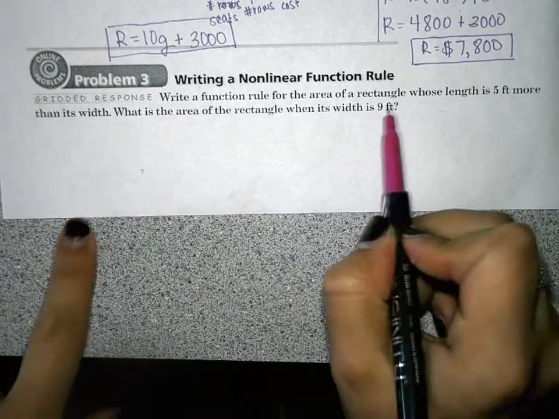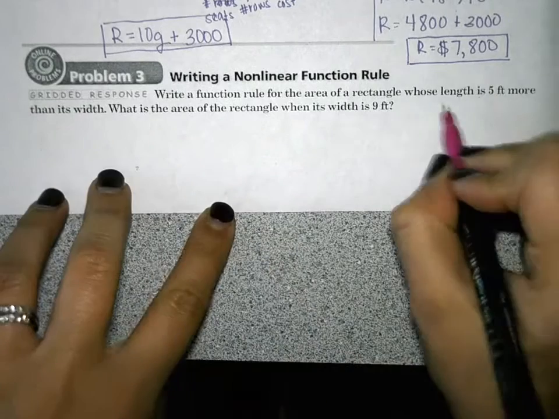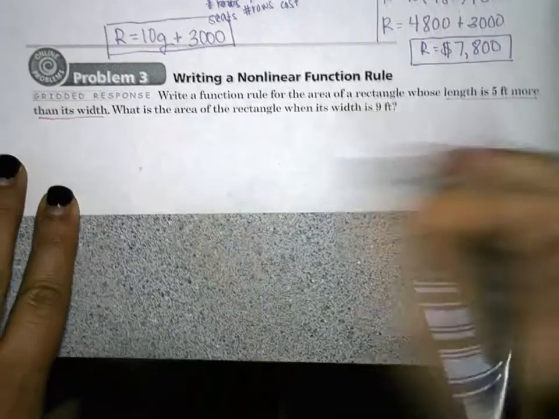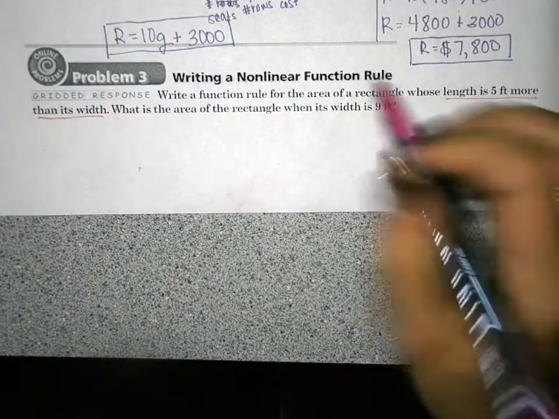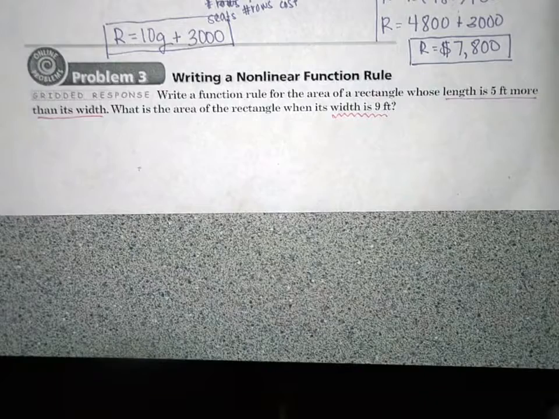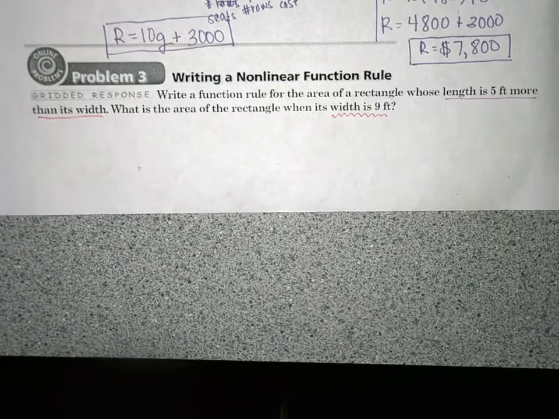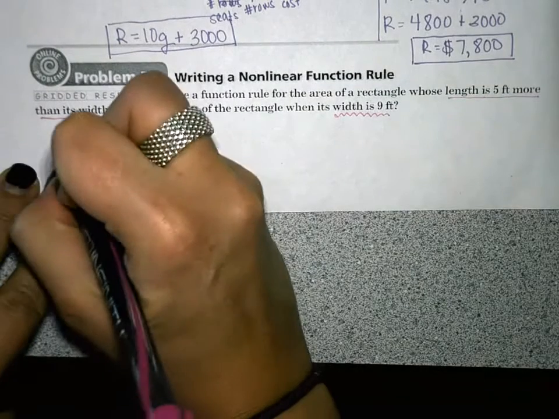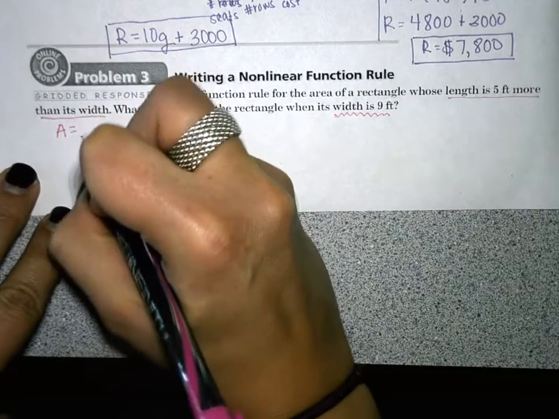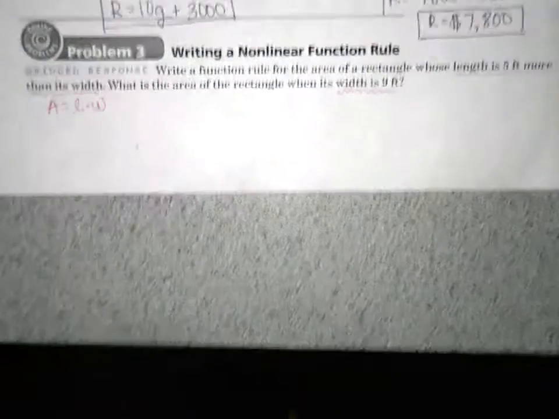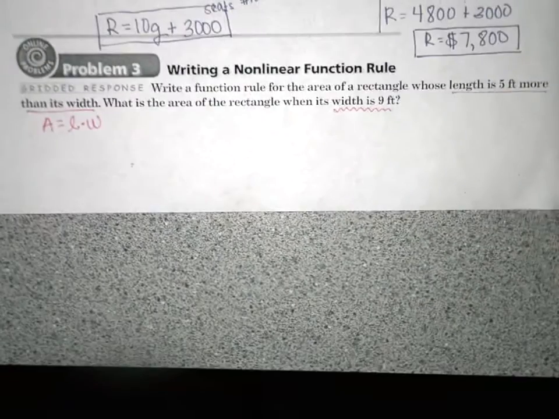Write a function rule for the area of a rectangle whose length is 5 feet more than its width. What is the area of the rectangle when its width is 9 feet? So we're going to need to write a function rule for that. Before we can even start, we need to figure out how to find the area of a rectangle. The formula for area of a rectangle: area equals length times width. So make sure when you're doing these problems you give me what the original formula is.